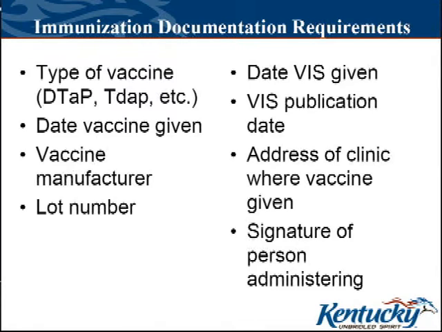If you give a combination vaccine, make sure that you're documenting all of this information for each portion of that combination. So you're going to document this under the DTP section, document the same information under the polio section, and document the same information under the Hib section for a Pentacel combination vaccine.